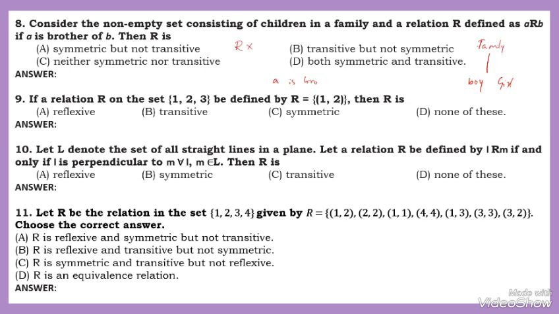Similarly, I will check the symmetric property. A is brother of B. Okay. A is a boy and B is a girl. A is brother of B, but B is not a brother of A because B is sister of A. So the property does not hold. If they mention that both children are boys, then the condition will be satisfied. Otherwise, it fails. Hence, the symmetric property does not hold.